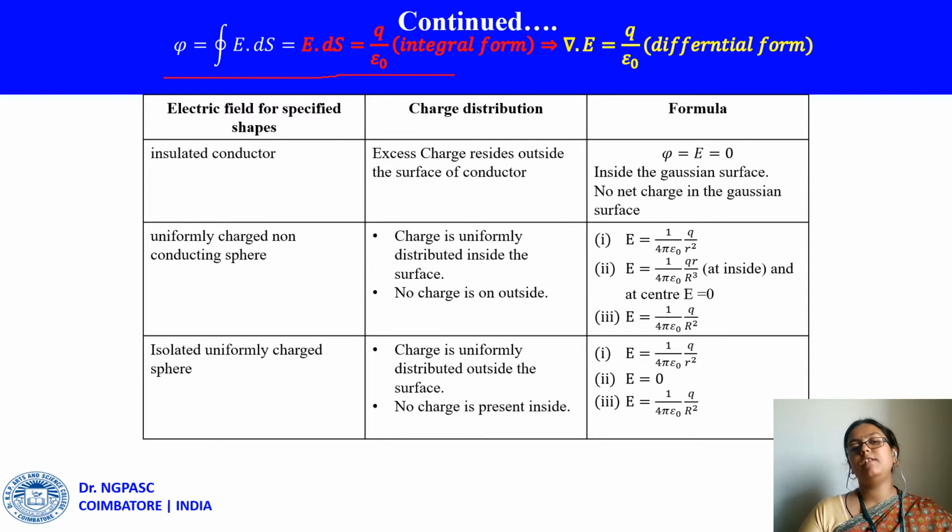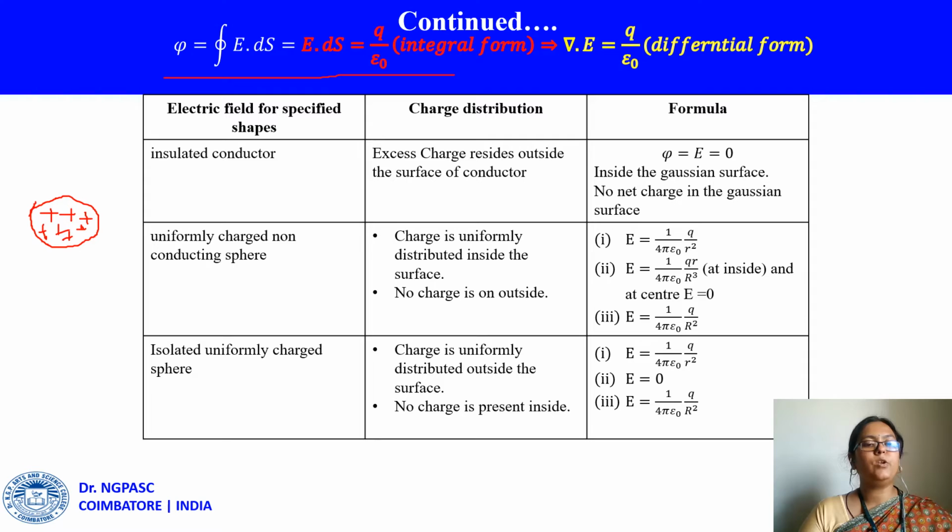Now this table has been made for easy understanding so that you can have a look at this and remember what the electric fields are for different symmetry. For example, if the Gaussian surface is an insulated conductor, what happens is the charges are completely filled in that conductor, so there is no place for any other thing or any other object inside it.